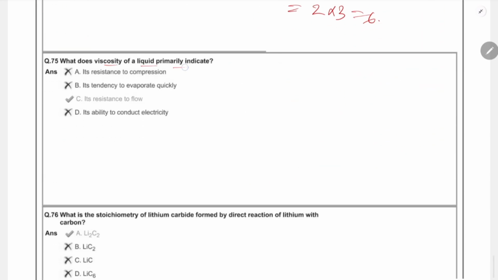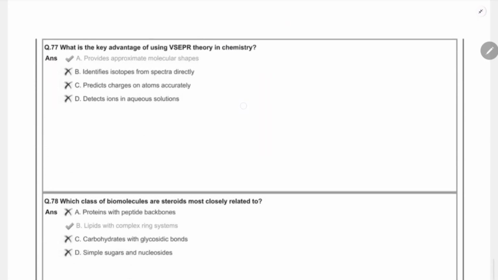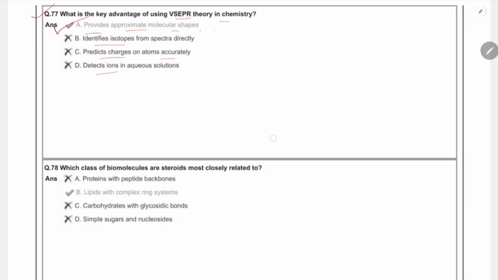What does viscosity of a liquid primarily indicate? It indicates the resistance to flow. Option C is correct. What is the stoichiometry of the lithium carbide from direct reaction of lithium with carbon? If lithium directly reacts with carbon, it will generate Li2C2, lithium carbide. So option A is correct answer. What is the key advantage of using VSEPR theory in chemistry? Provides approximate molecular shape, that is true. The others, no.